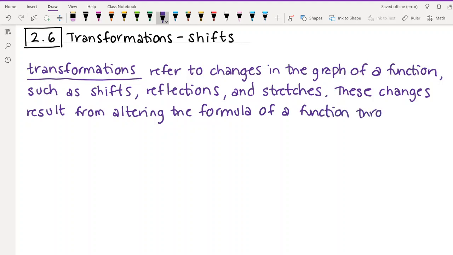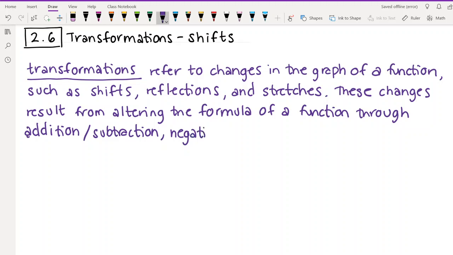And when I say altering, I mean that we're doing things like adding a number to your function, or subtracting a number from your function. Negation, so we'll get more into what I mean by that in a later video, but negation basically just means making something negative, so taking your function and making it negative. And then the last one would be multiplication, so multiplying a function by a number, which we'll see affects its graph a certain way. I actually meant to write multiplication, not multiplying.